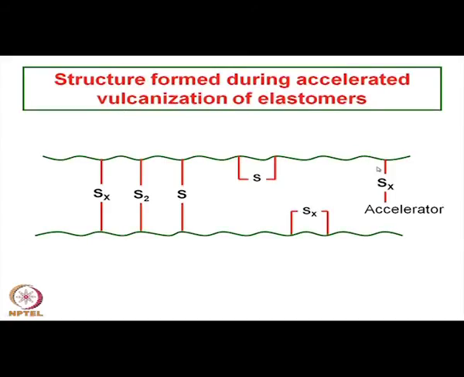Look at the ultimate vulcanized network of the rubber chains. As I mentioned, when sulfur is used for vulcanization of diene rubbers along with accelerator and accelerator activators, there can be various different types of linkages. Now, this SX represents the polysulfide linkage. Actually, your sulfur remains as an S8 ring.